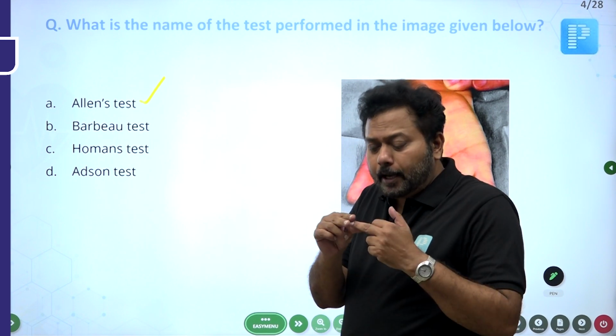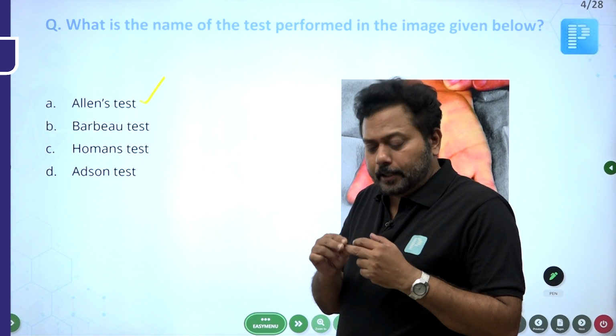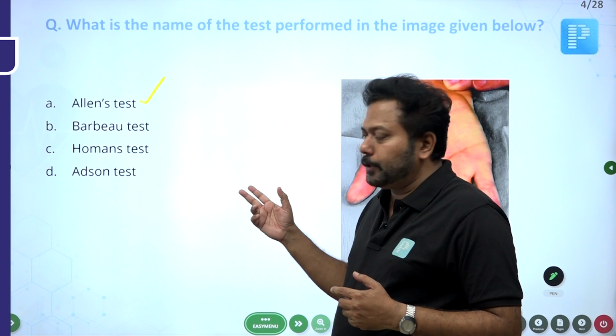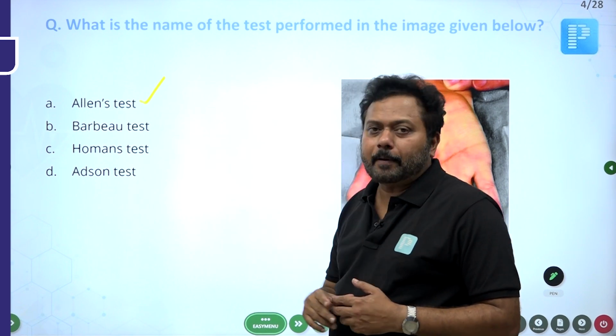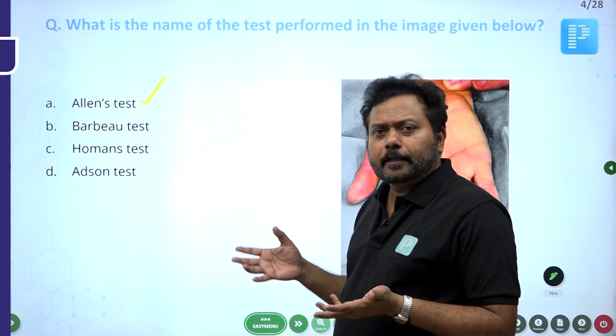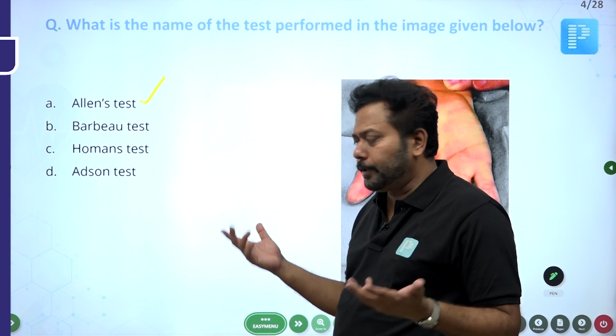In that, you are using a pulse oximeter probe. You are seeing a pulse oximeter probe. Okay, that is called Barbeau's test. It's an improvised form. This is purely clinical. This needs a pulse oximeter. Hohmann's test is in no way related to this. That is related to DVT, deep vein thrombosis, the calf muscle, you know that.